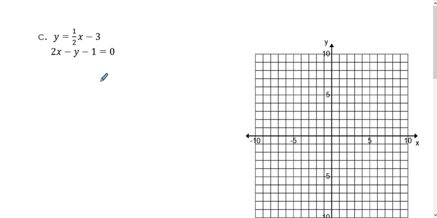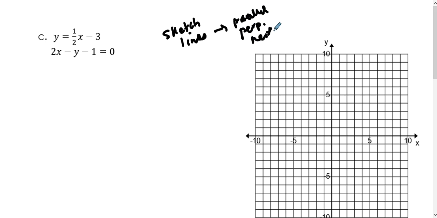All right, let's look at one more. Why don't you guys try to sketch these lines? All right, and I'll come back and I want you to tell me if they're parallel, perpendicular, or neither. Tell me what you think, and I'll show you my answers here in a few minutes.